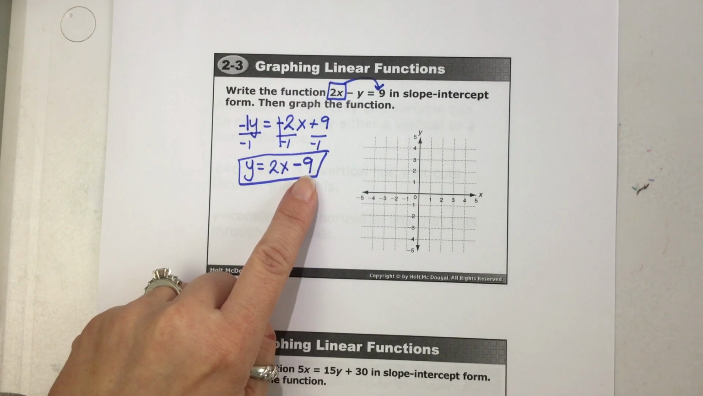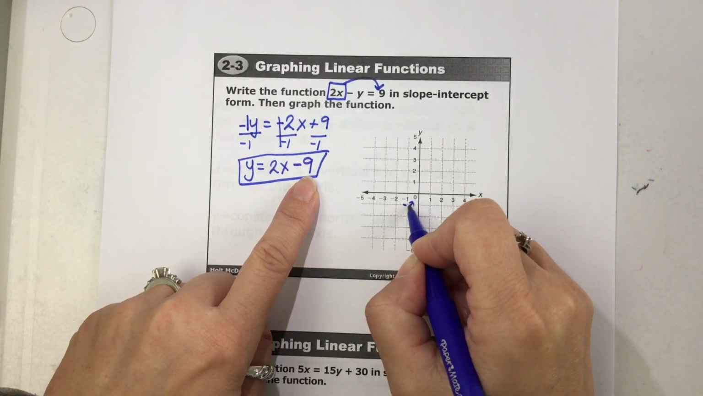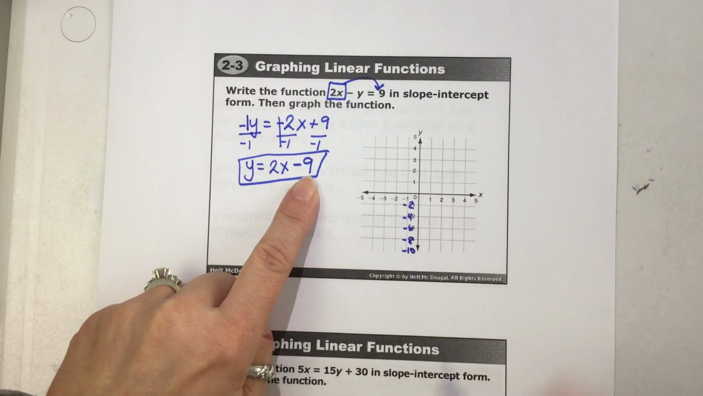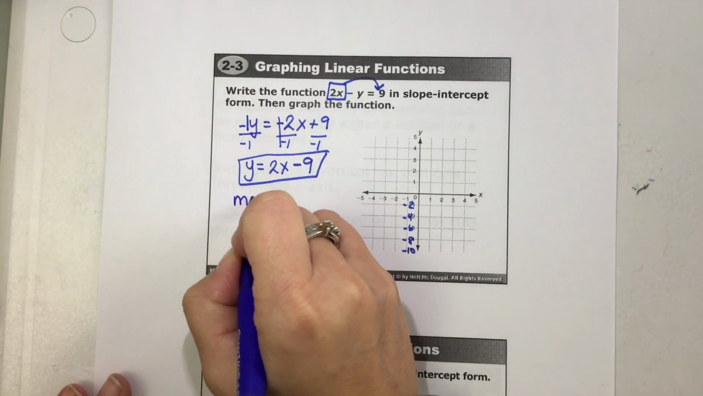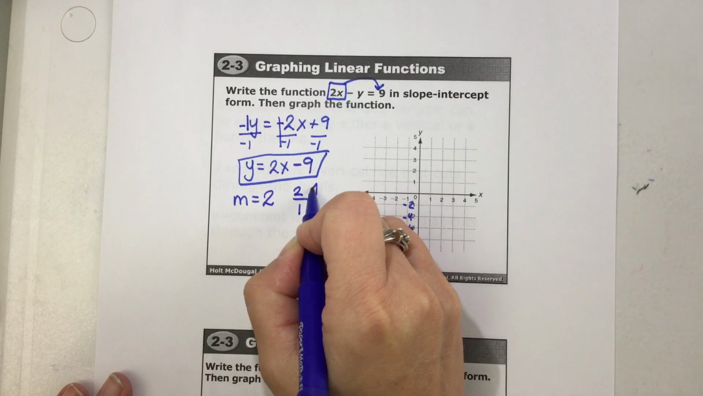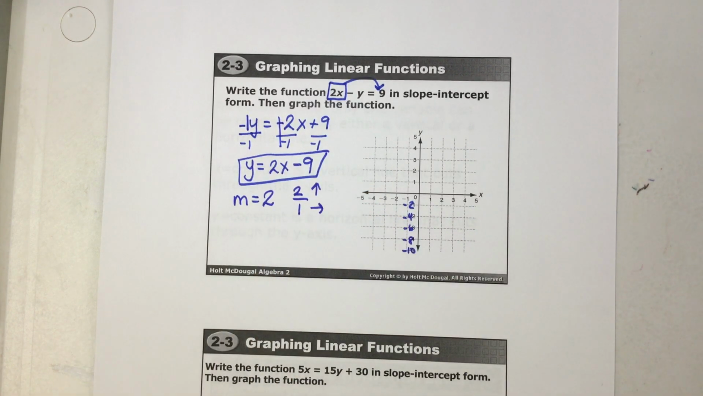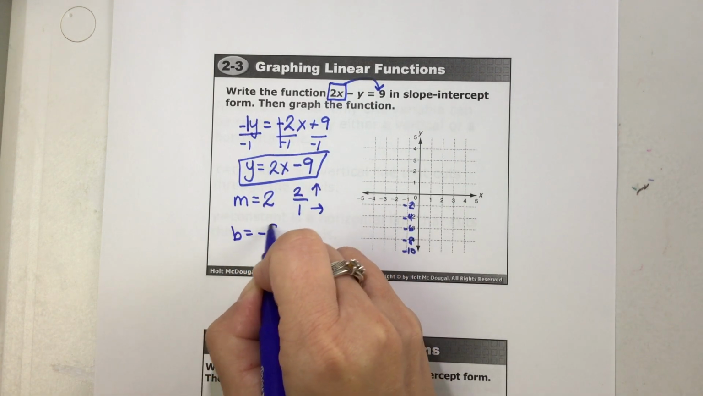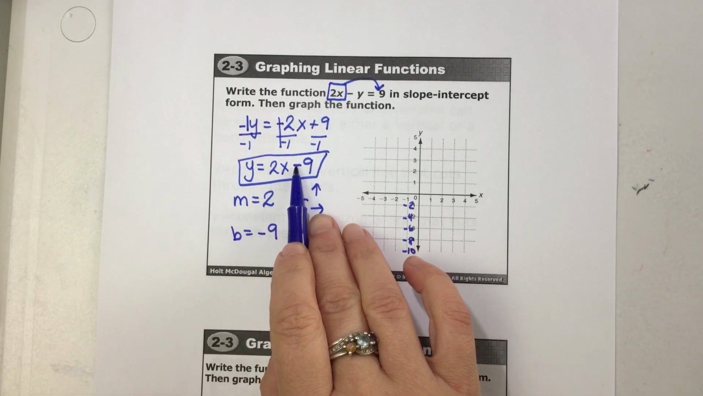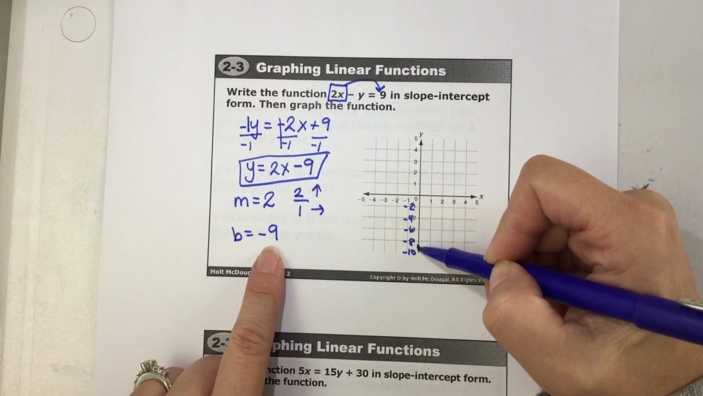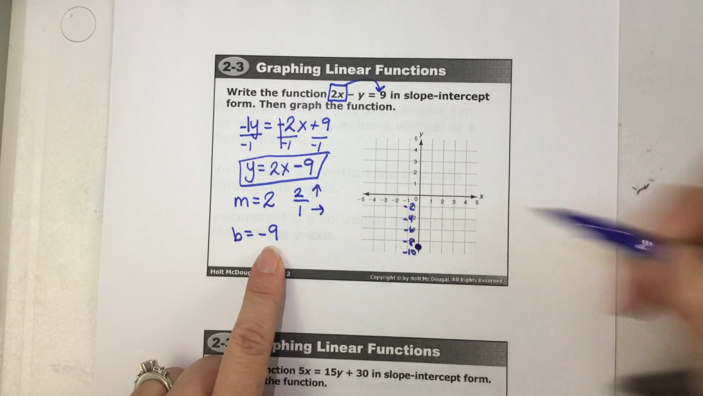Now noticing where I'm going to start here, let's go by 2s. So negative 2, negative 4, negative 6, negative 8, negative 10. Okay. M, the value in front of x, is a 2. You can think of that as 2 over 1. To go from one point to the next in this line, we go up 2 to the right 1, up 2 to the right 1. B, our starting point, is after the x, it's a minus 9, so that's negative 9. So from the origin, I go down 9 units.